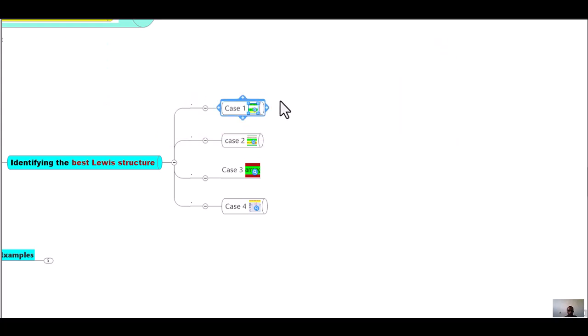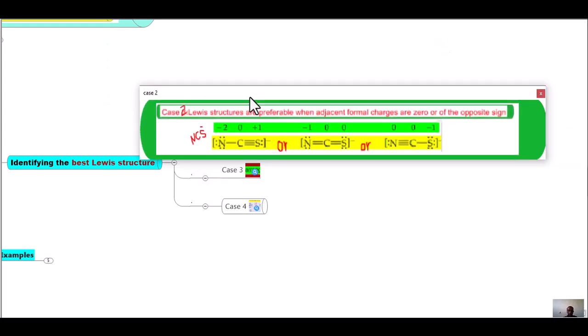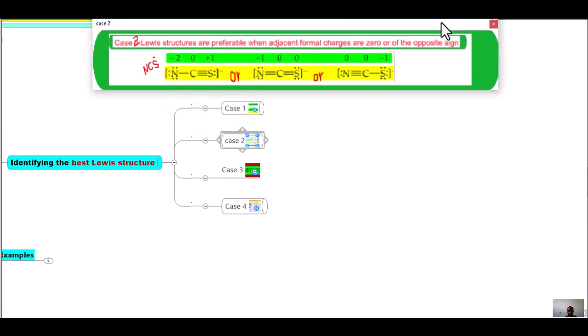The second case is this one. Lewis structures are preferable when the adjacent formal charges are 0 or of the opposite sign. If you consider these 3 resonance structures, which one is the most preferable? I hope your answer will be this one, because Lewis structures are most preferable when all the adjacent formal charges are 0. So the adjacent formal charge 0 is this one. So this is the most preferable one.